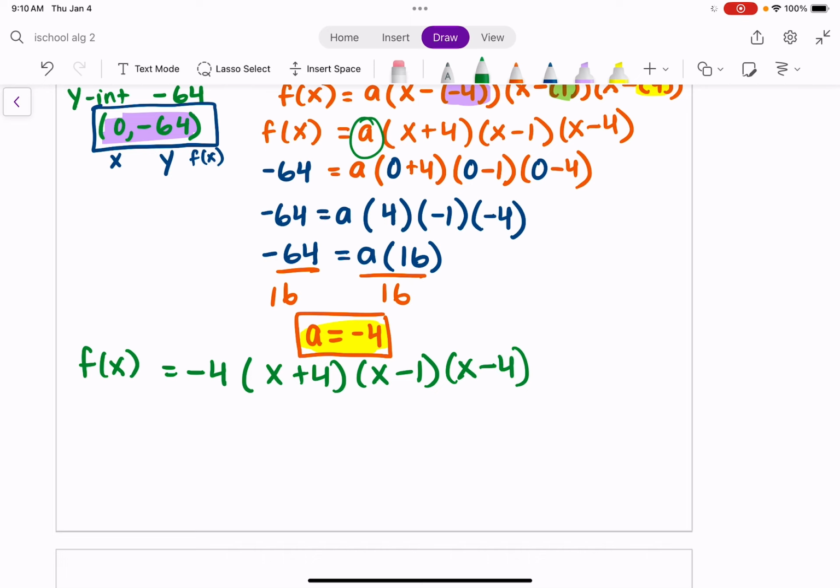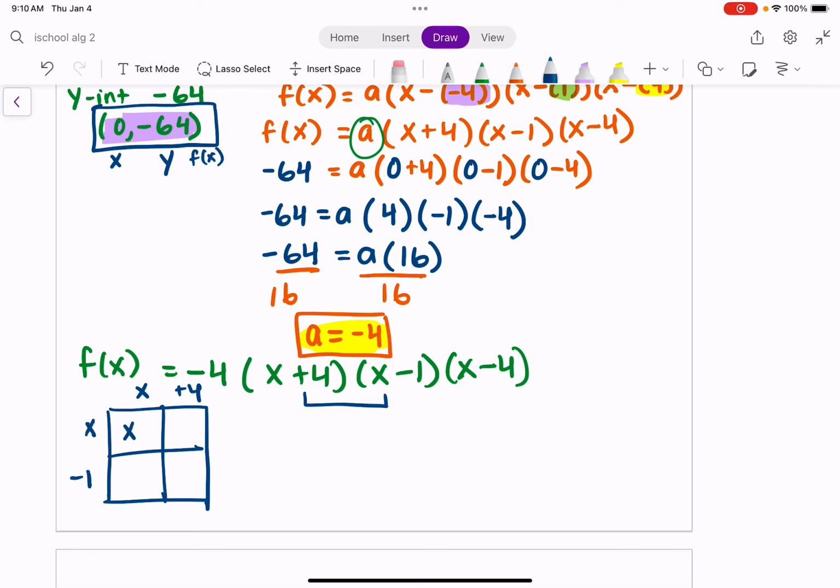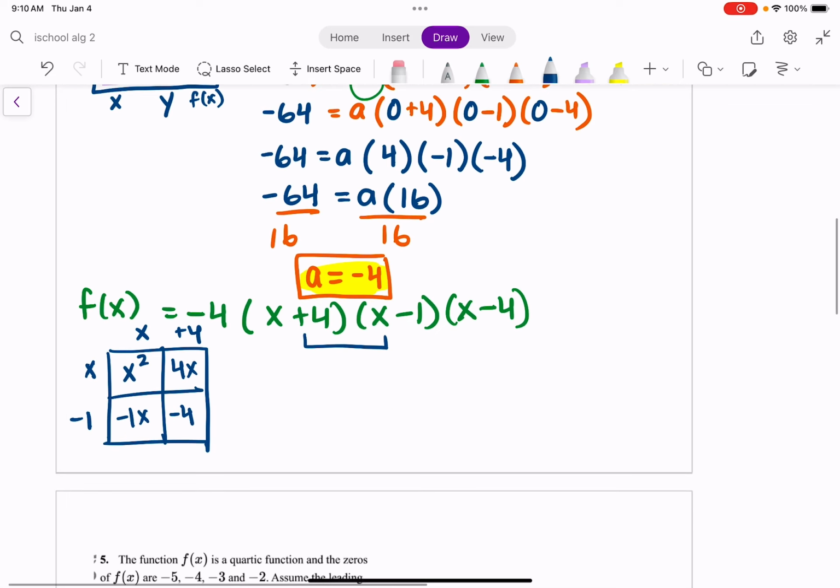Now that I have the equation in factored form, we should know how to go to standard form, right? I'm going to start by doing the area model for the first two parentheses. I'm going to have x plus 4 and x minus 1. So I have x squared, 4x, minus 1x. This should be review, right? And so I can combine these. I have x squared plus 3x minus 4.